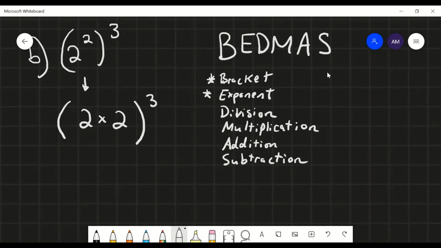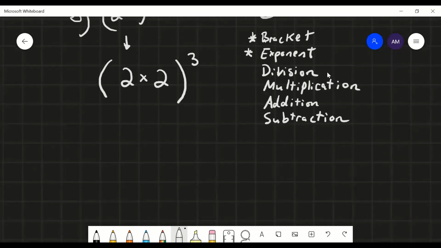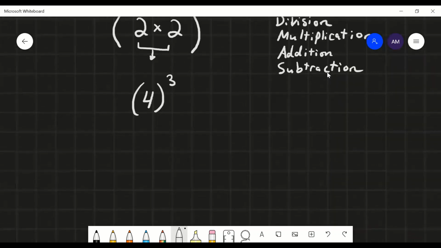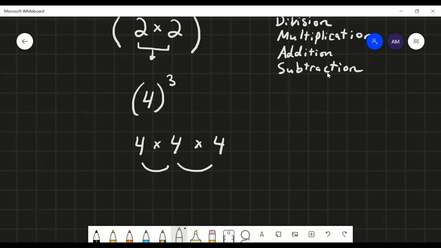So what I mean by this is we would have to do 2 times 2 first. Figure out what that makes. So 2 times 2 is 4. And now this makes 4 to the power of 3. So 4 to the power of 3 is 4 times 4 times 4. And so 4 times 4 is 16, and then 16 times 4 is, well, I'll need a calculator to figure that one out, 64.